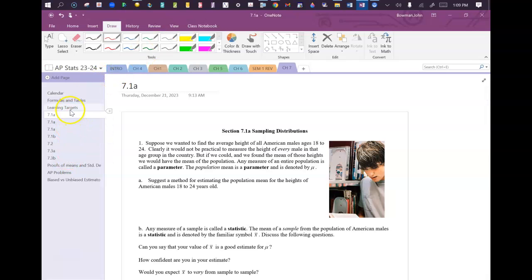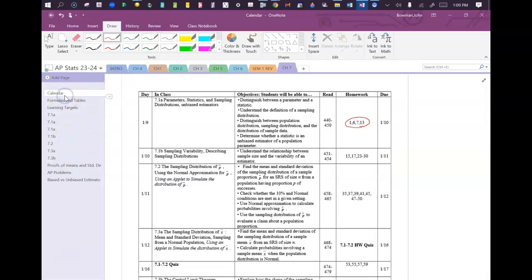In this activity, we are going to talk about the idea of sampling distributions and how that relates to samples and populations. So the first thing I want to do is pop over here to the calendar and point out that we are doing the very first thing on the calendar. And once you're finished with this video, you should try the homework problems that go along with this.